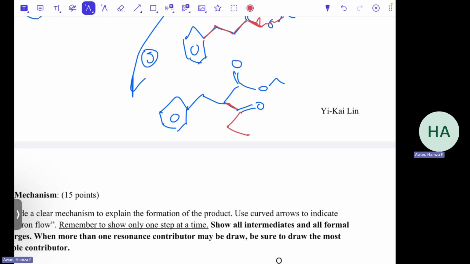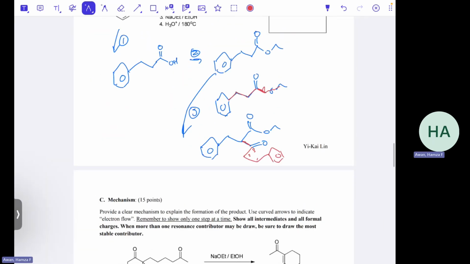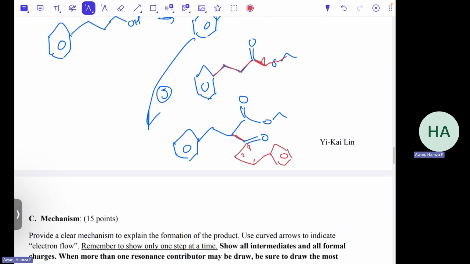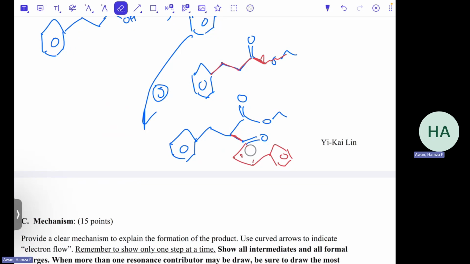1, 2, 3, and then the carbonyl. So 1, 2, 3, and then this is going to be where our benzyl group is, or phenyl. So that's going to be our product for step 3.